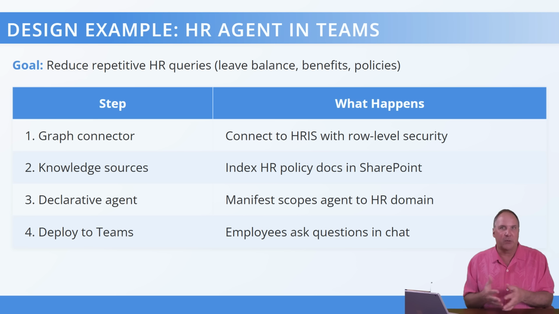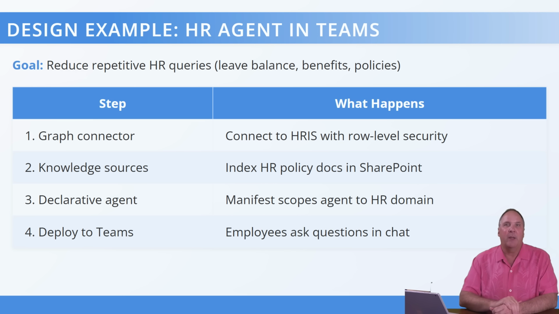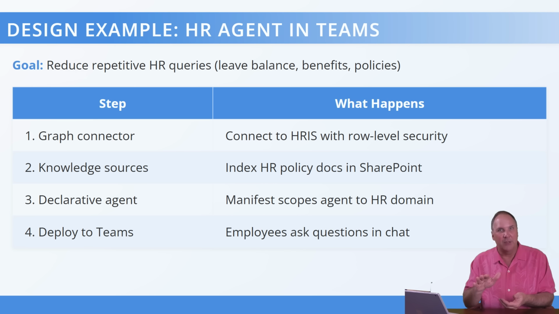These are knowledge sources. Step 3, create a declarative agent. So your manifest, your JSON file, scopes the agent to the HR domain, points it at the graph connector and the SharePoint policy docs, and includes instructions like always cite the source document and escalate personal advice questions to an HR partner. Step 4, deploy through the Teams Admin Center. The agent shows up in Teams for your employees across the organization.